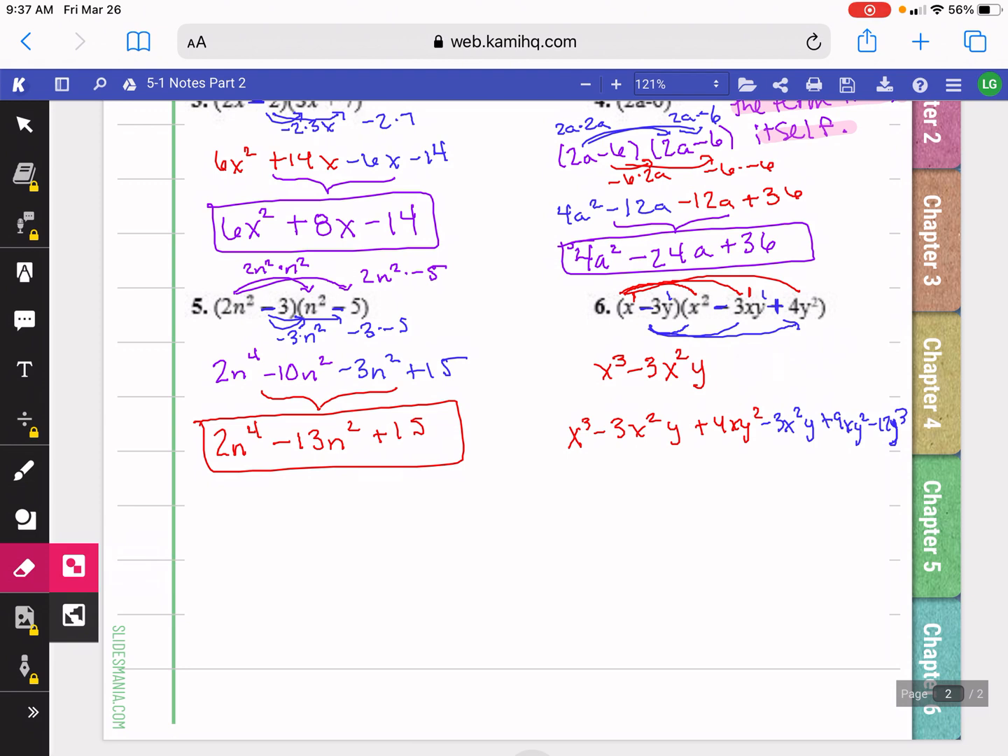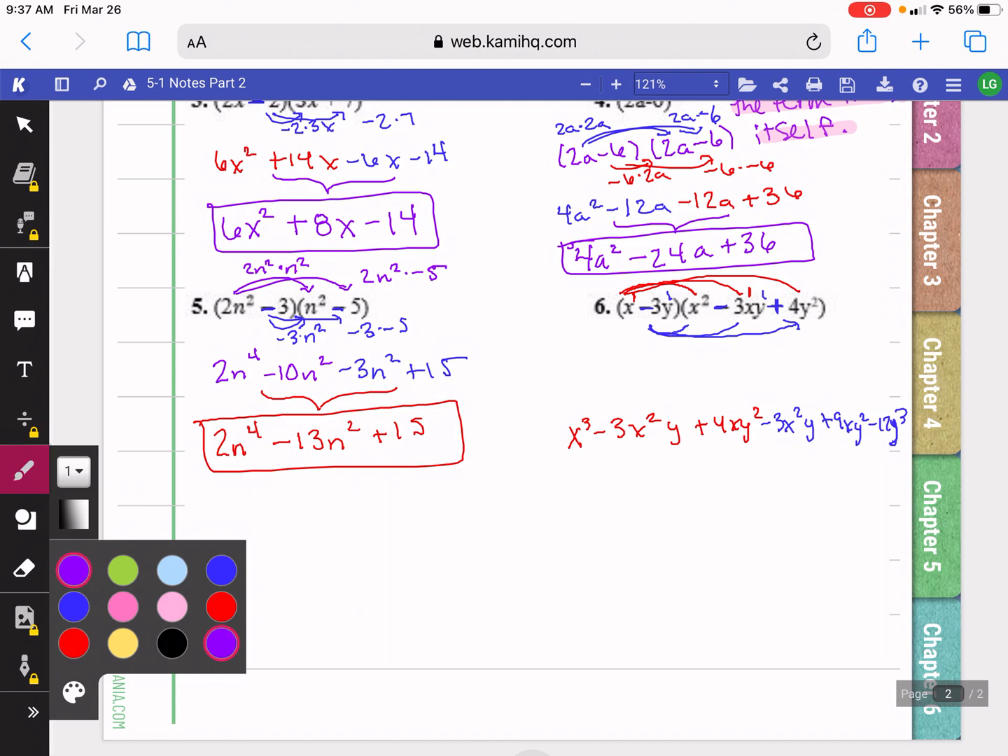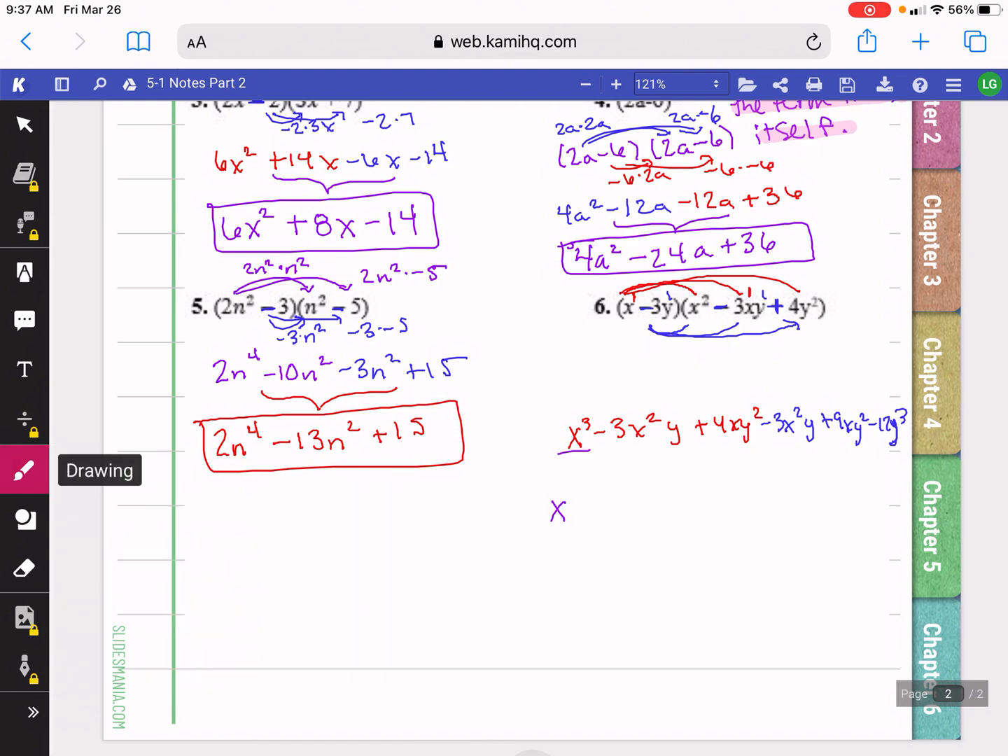Okay, so now that we've distributed everything, we're going to combine like terms. So I'm going to start with x cubed. There is no other x cubed, so that one stays the same. Next, I have negative 3x squared y. So I'm going to look for another x squared y. Here I have another negative 3x squared y. If I combine them, I get negative 6x squared y.